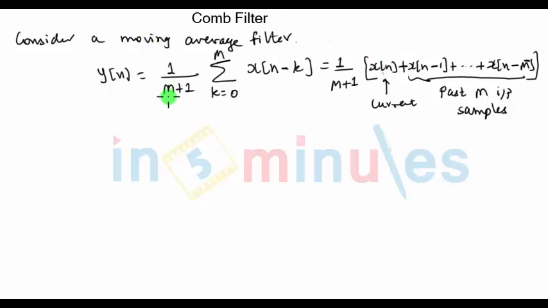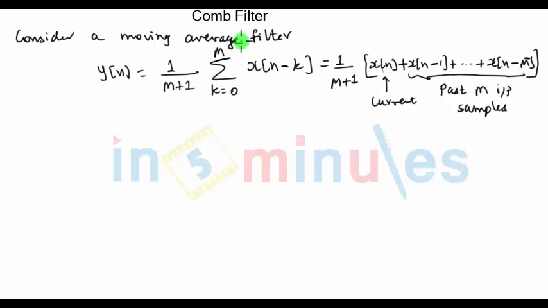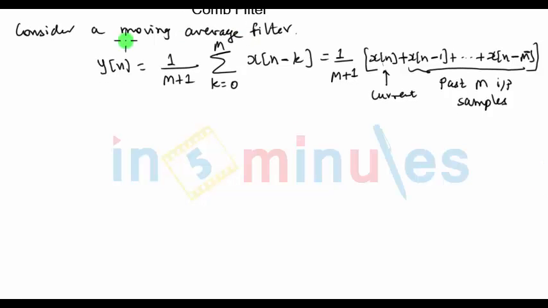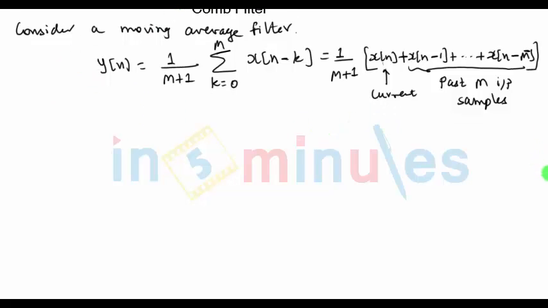By choosing the value of capital M, I can decide how many input samples I want to add and take the average. Let us do a small analysis of the moving average filter. Now you might be wondering how come suddenly we are talking about a moving average filter, whereas the topic is about comb filter. That is because a moving average filter is nothing but a comb filter in its nature. So we will prove at the end of the analysis that the moving average filter comes out to be a comb filter, and hence it also becomes one standard implementation of a comb filter.